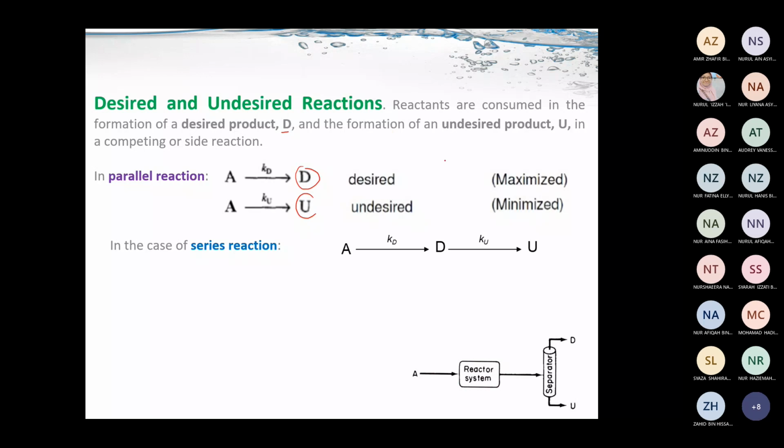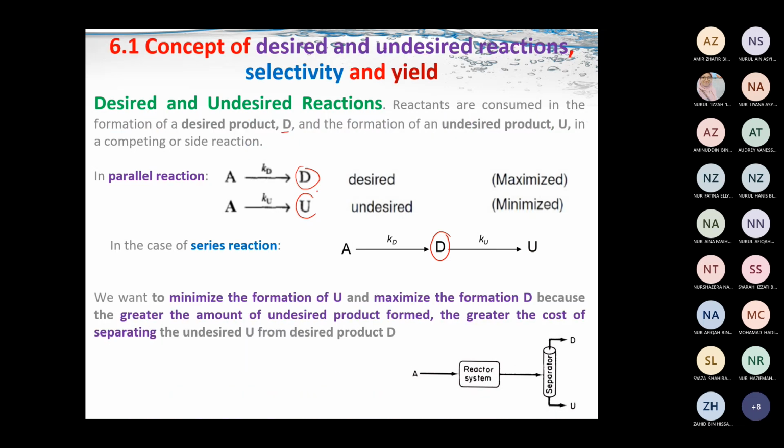So from here we want to maximize the D and try to avoid D being converted into U. We want to minimize the formation of U and maximize the formation of D, because the greater the amount of undesired product formed, the greater the cost of separating the undesired U from the desired product D.